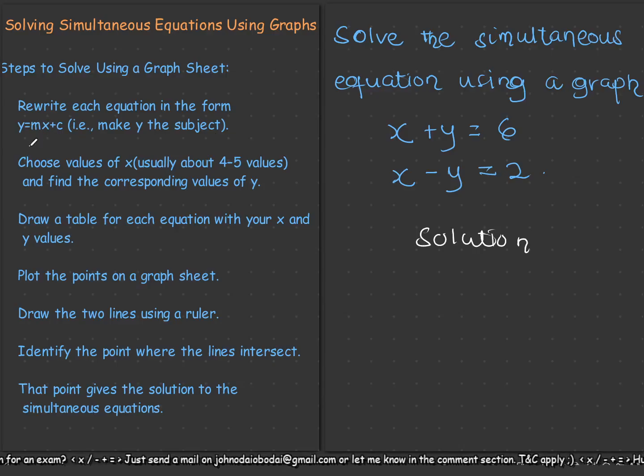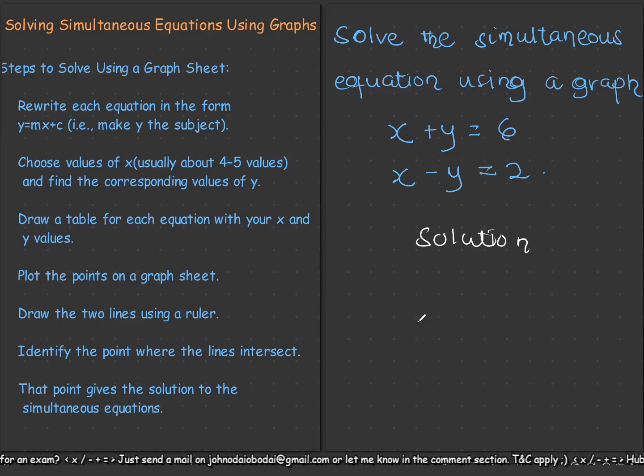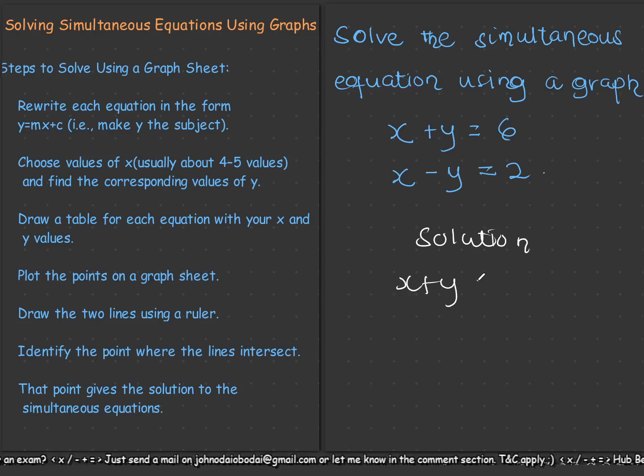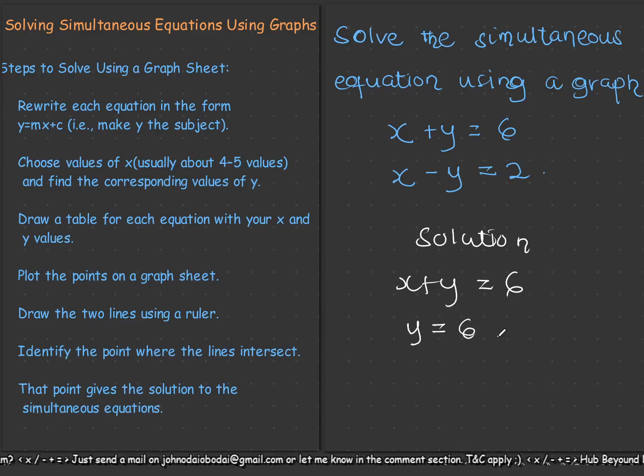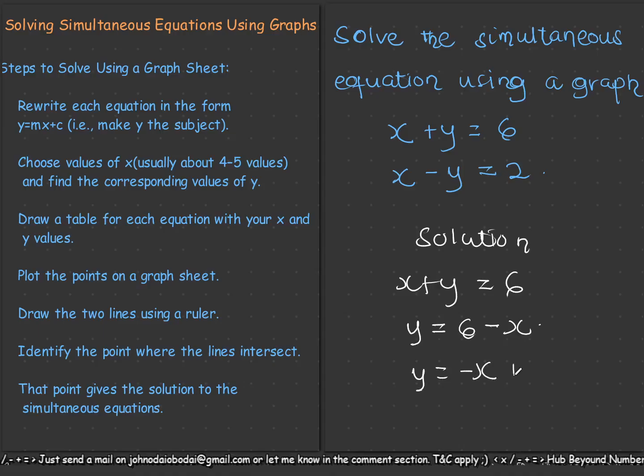You know what that is? This is the equation of a straight line. So for the first one, which is x plus y equals 6, we want to make y the subject. Making y the subject means we want y to stand on its own. So y equals 6 minus x. But for equations of a line, the x should come before the constant. So y equals negative x plus 6.